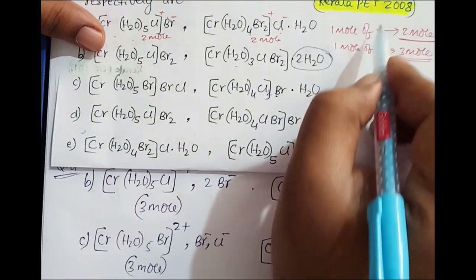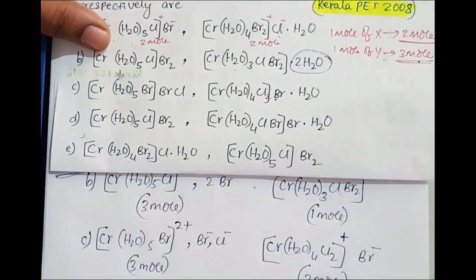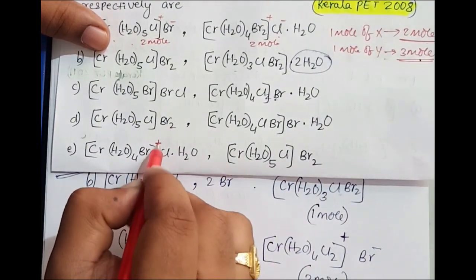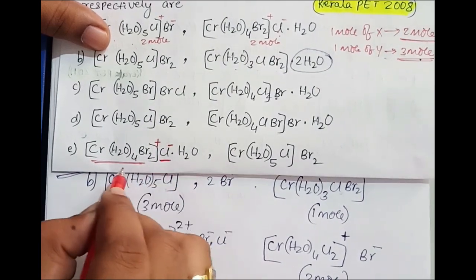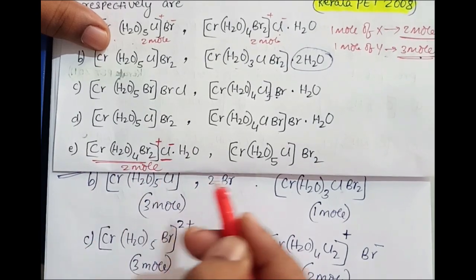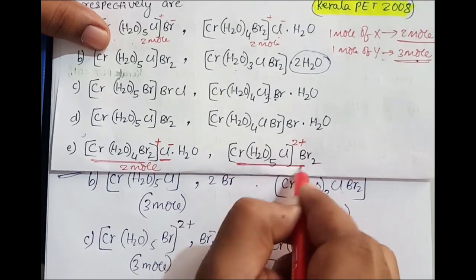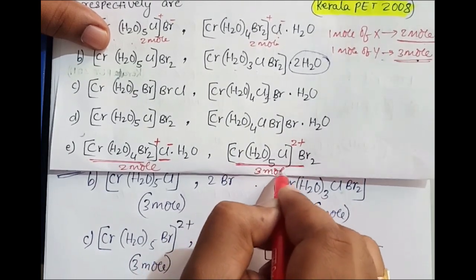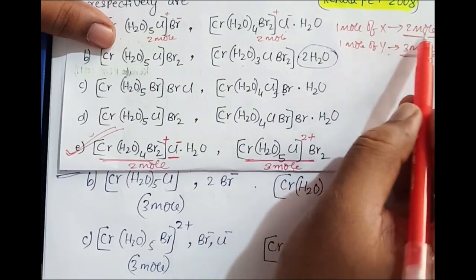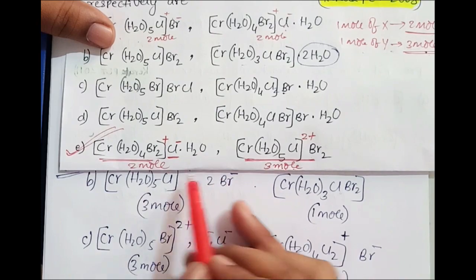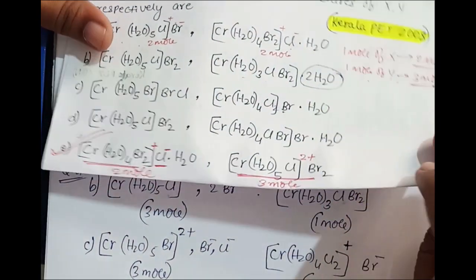The question says X should give 2 moles and Y should give 3 moles. See option E, what is there? It has a plus charge and a minus charge, which means 1 ion and another ion, so 2 moles of ions are formed. And here it is a 2 plus charge and 2 bromide ions, which means 3 moles of ions are formed. Therefore the right answer is E. Understood? Right. Now the next question.